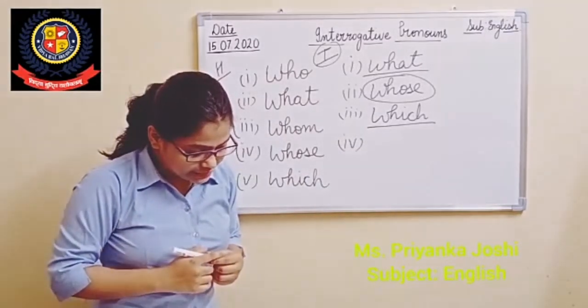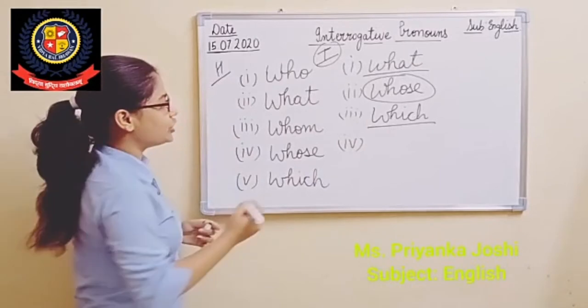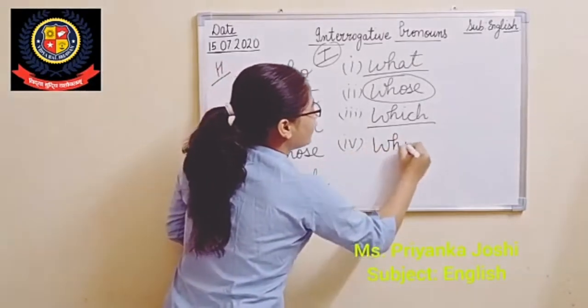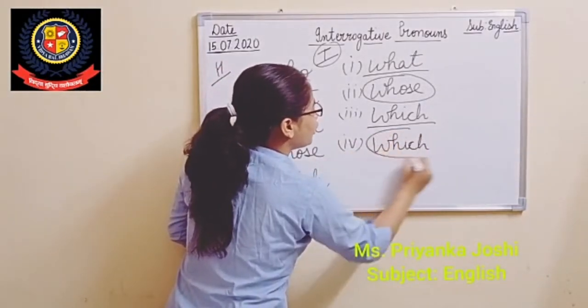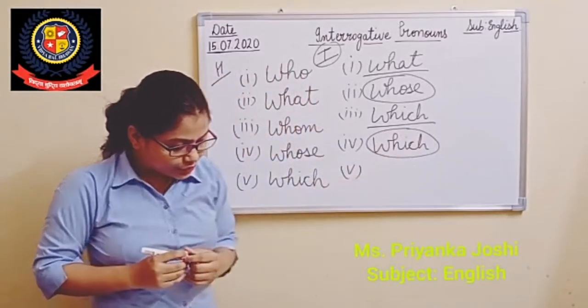Next is, which is the train that goes to Kanpur? Here, which is simply an interrogative pronoun. So you are going to circle it. Alright. Come to the fifth one.